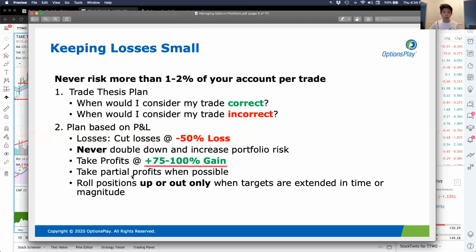And what I'm really going to spend a lot of time on is talking about taking partial profits when possible and showing you how to roll your positions either up or out and extend your targets or extend your time, or even extend the magnitude of a specific trade to allow you to really hit these types of home runs. Because if you can keep your losses in check and then have the strategies to roll up and out and roll these types of strategies like the ones that we're doing with Zoom in this particular trade, that's how you're going to be able to hit home runs. And that's what we're here to talk about today.